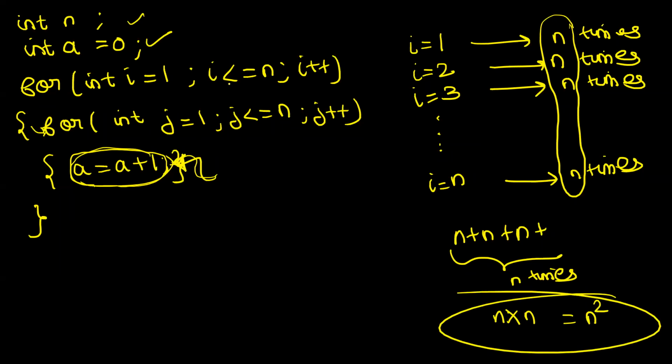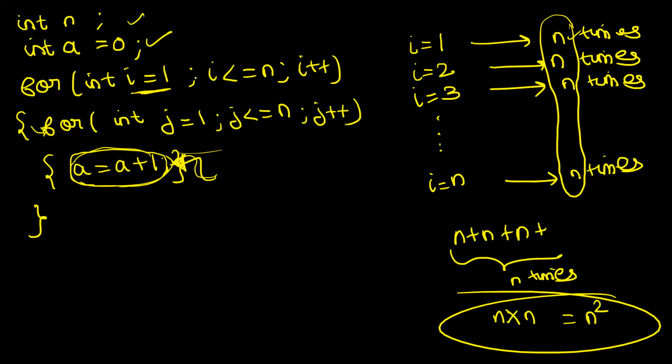Dekho boss, you just have to follow the flow. First of all, I will take a value of i as 1. And when the value of i is 1, this inner loop will run for n times. Write it here. Okay. Is there any error? No, it depends on your logic.